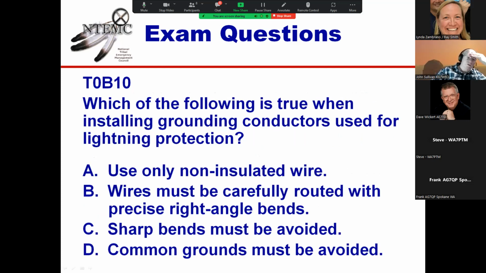All right. Which of the following is true when installing grounding conductors used for lightning protection? Okay. Remember what we said about all these grounding conductors? We want them straight and direct, right? So that would mean that they would not be routed with right angle bends. We would want sharp bends to be avoided. And we do want common grounds. We don't want them to be avoided. We want everything to be at the same potential. So the answer is sharp bends should be avoided. It doesn't matter whether the wire is insulated or not.